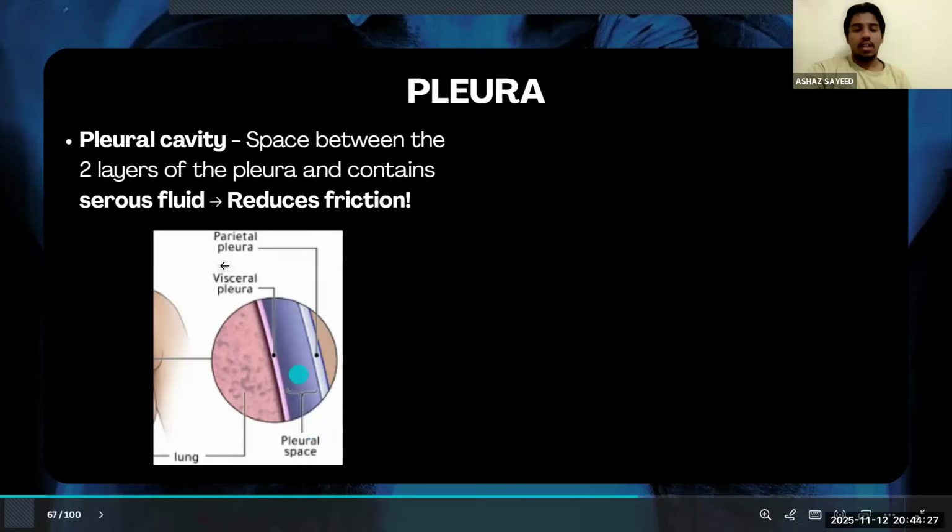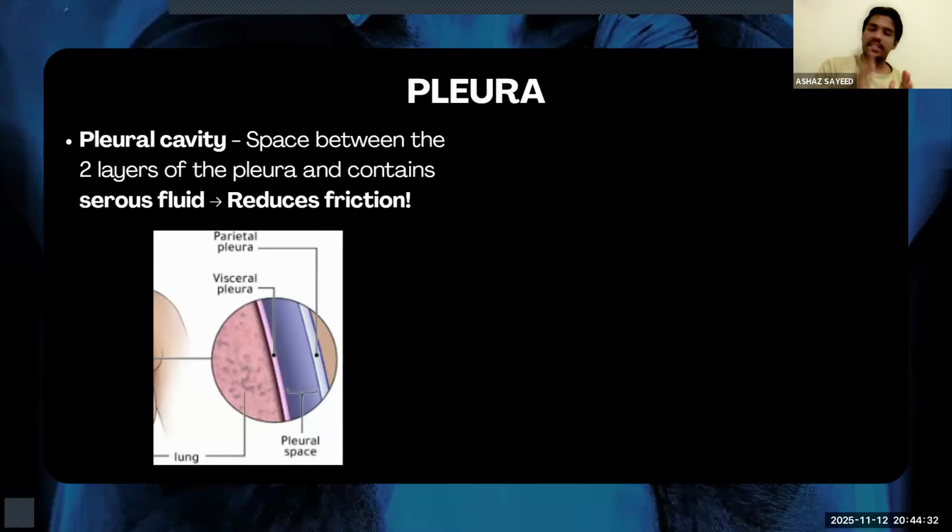Now, there is a serous fluid which fills this space. This space is not empty. There's fluid in there. Let's say if there was no fluid, what's going to happen is when the lung expands, the visceral pleura will hit the parietal pleura and scrub on it. It's going to cause friction. That's going to cause pain. Not good. So the fluid prevents the visceral pleura from touching and scrubbing on the parietal pleura, preventing damage and fibrosis.